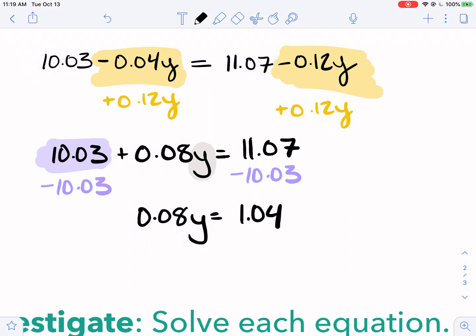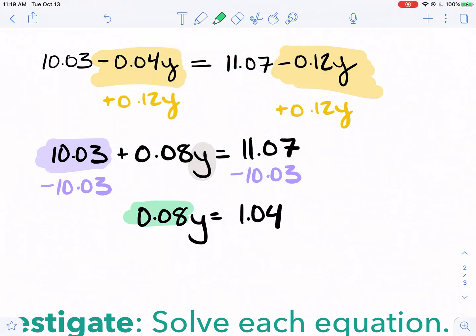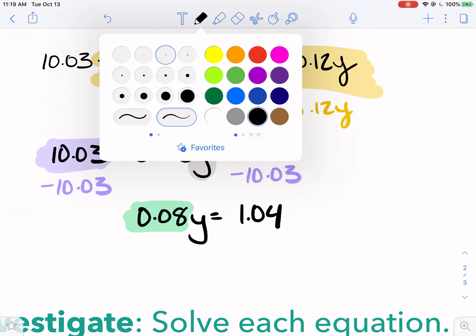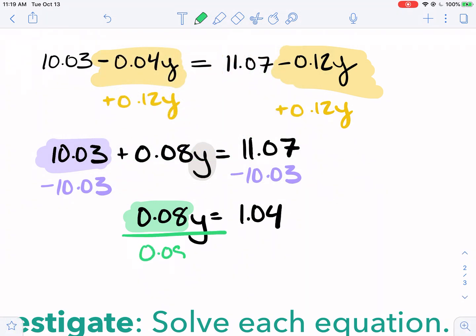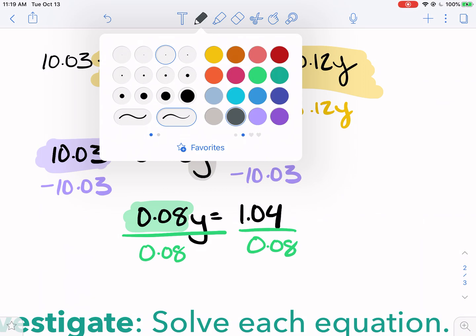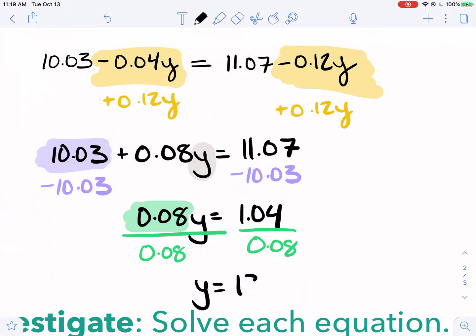That's so fun. And then in our last step, remember, we want to get y all by itself, so we're going to undo this 0.08 times. So we're going to divide both sides by 0.08. And in doing that, we get that y equals 13 exactly. How fun is that? Exactly 13. So what does that mean?